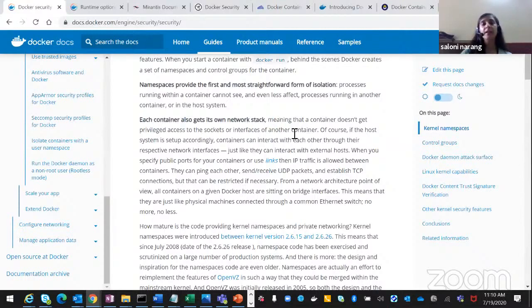What does that mean? It means that a container doesn't get privileged access to the sockets or interfaces of another container. Of course, if the system is set up accordingly, containers can interact with each other through their respective network interfaces, just like they interact with an external host.